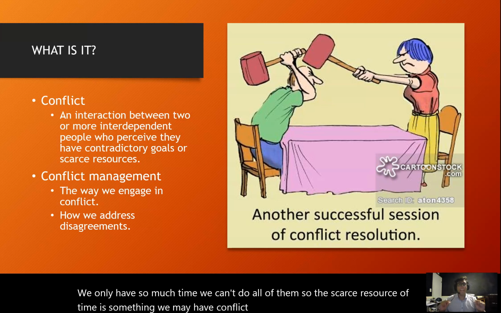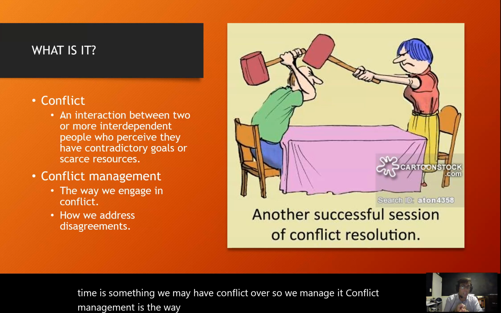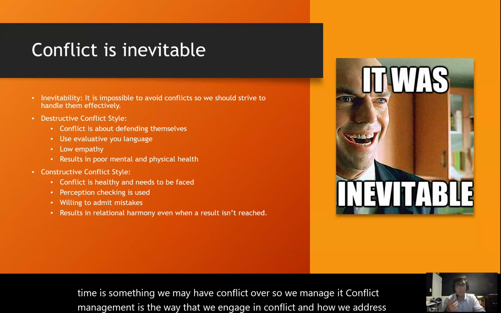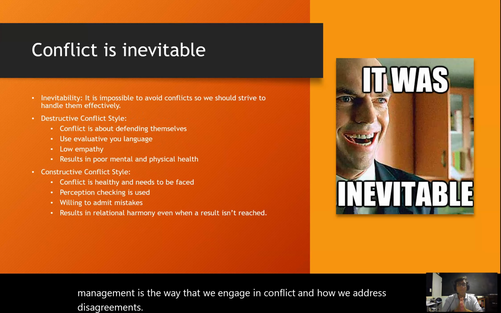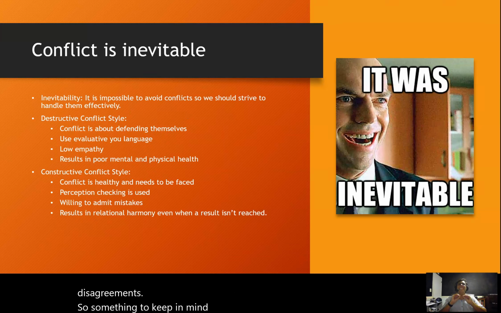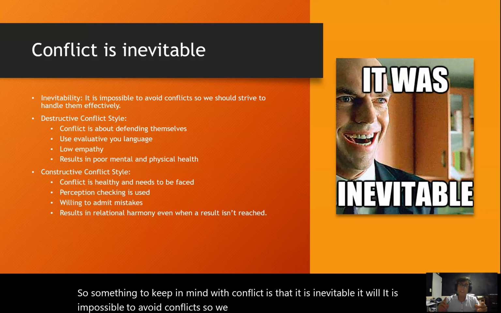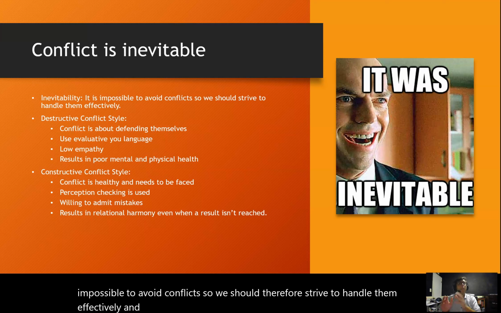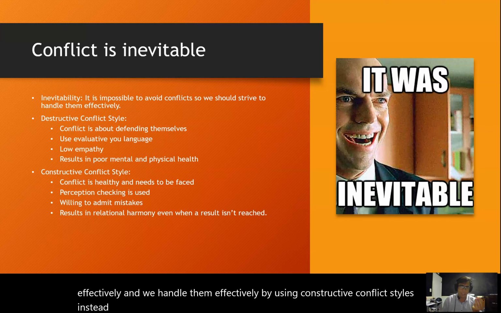So, we manage it. Conflict management is the way that we engage in conflict and how we address disagreements. So, something to keep in mind with conflict is that it is inevitable. It is impossible to avoid conflict, so we should therefore strive to handle them effectively. And we handle them effectively by using constructive conflict styles instead of destructive conflict styles.